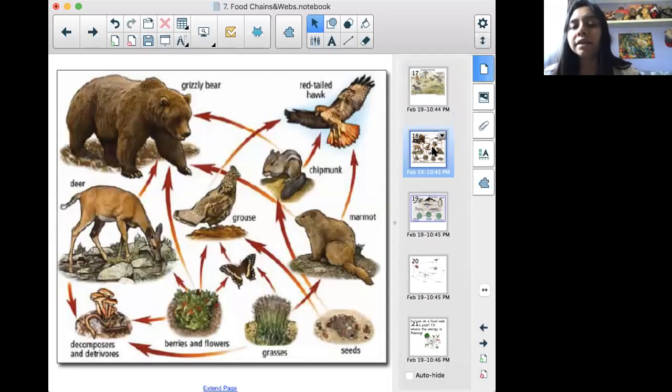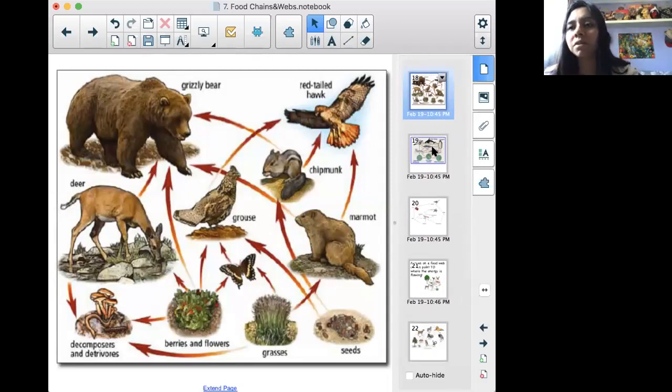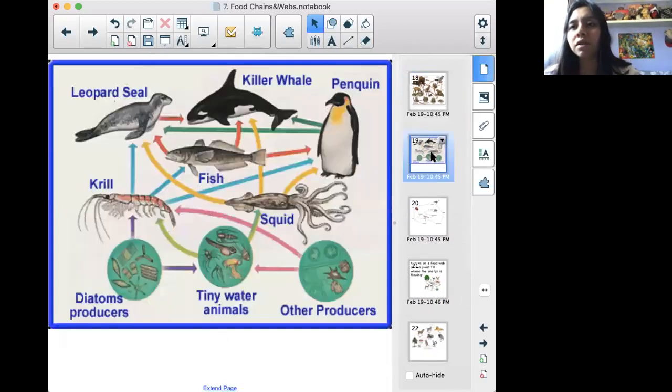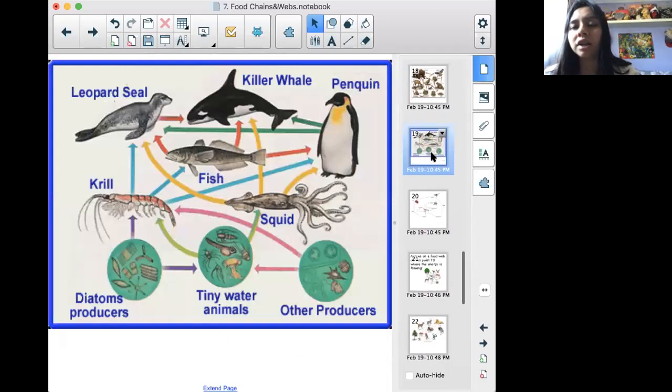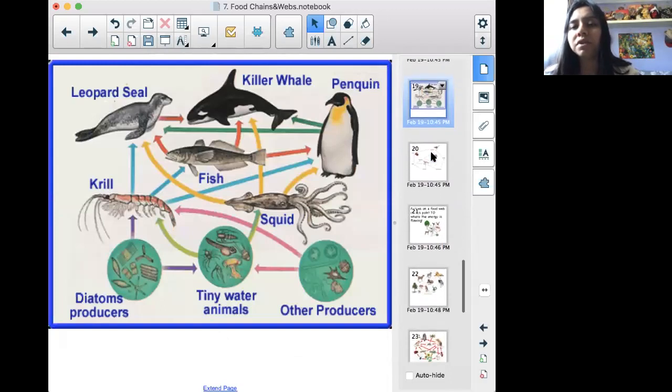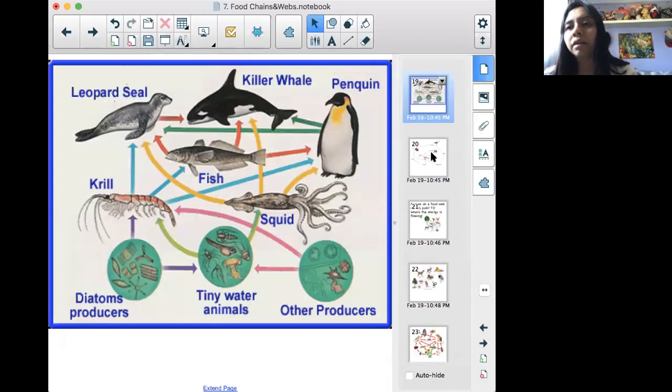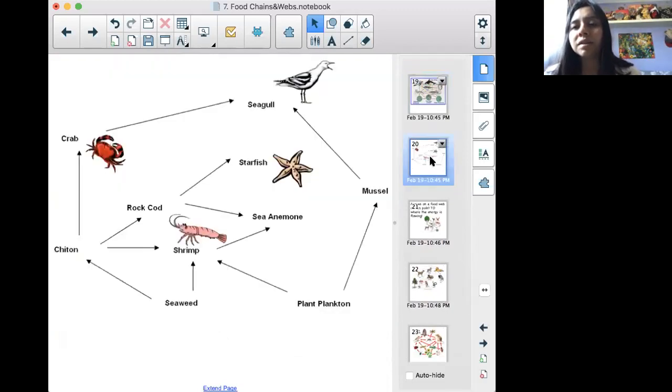And then here's an example of, let's say, a California forest, where you would see that the top predator is the grizzly bear, and how all of these other animals are involved. And an Arctic ecosystem here, with the leopard seal and the killer whale. So go ahead and pause the video if you want to take a further look.